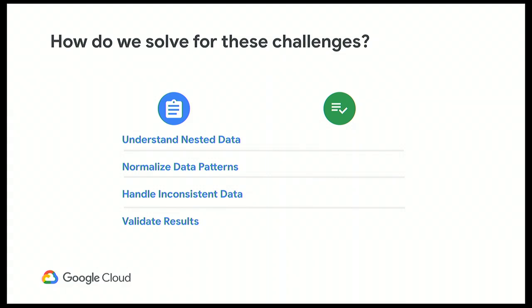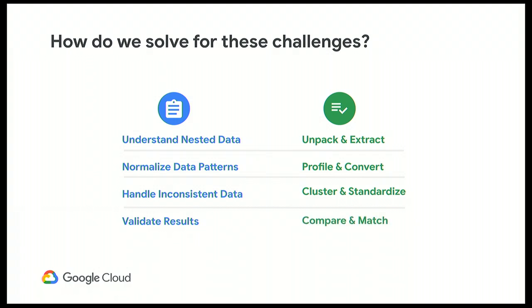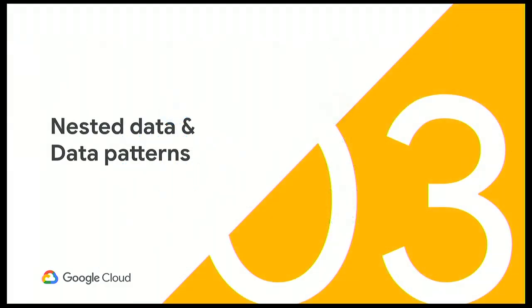The first one's going to be understanding nested data, where we'll show you how to unpack and extract information out of deeply nested elements. Next is normalizing data patterns. We'll talk about profiling, understanding those patterns, and then converting them into a standard that you're looking for. When we talked about inconsistent data, we'll show you something new with data prep around clustering and standardizing your data. And the last one, validating results. We'll show you how to compare and match against your end target so that you know what you're generating is actually going to be successful in your end system. Okay? All right, so let's get started.